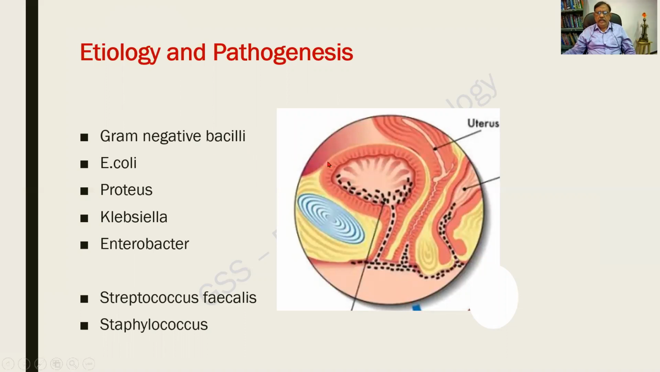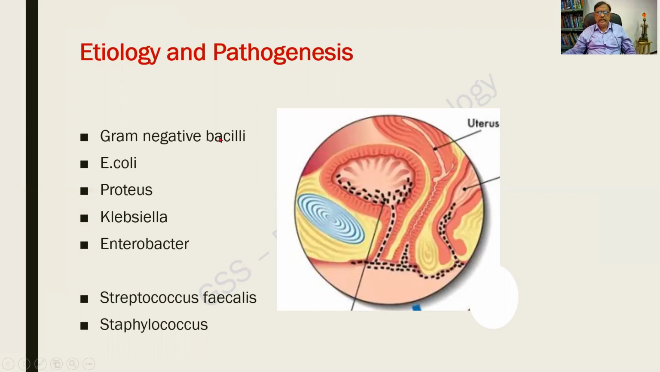Let me cover the diagram first. These are the normal common organisms that are present in the rectal mucosa, and there is a close proximity of this to the bladder and the uterus. As a result, you find that there can be a traverse of infection to the bladder.